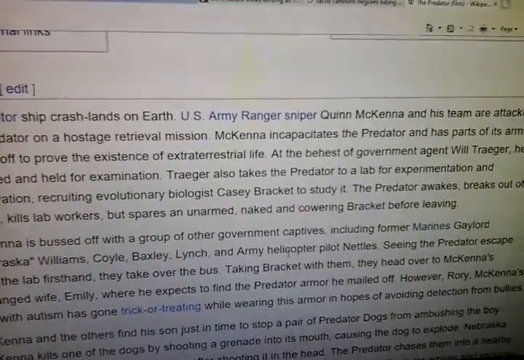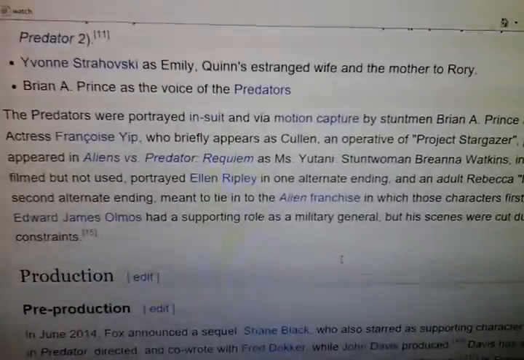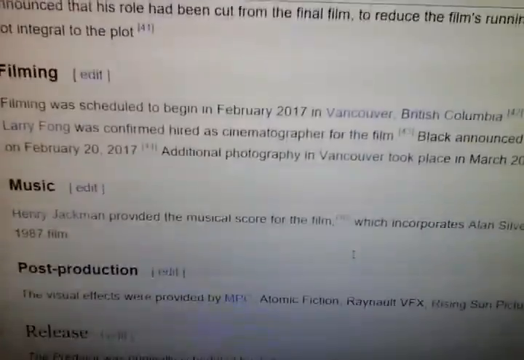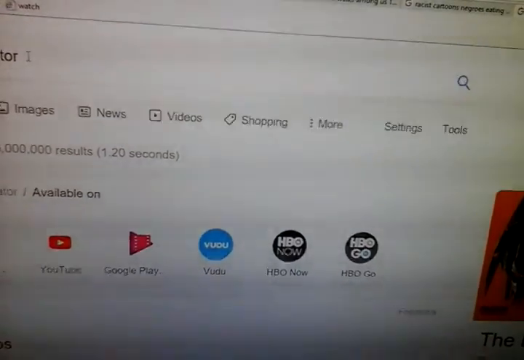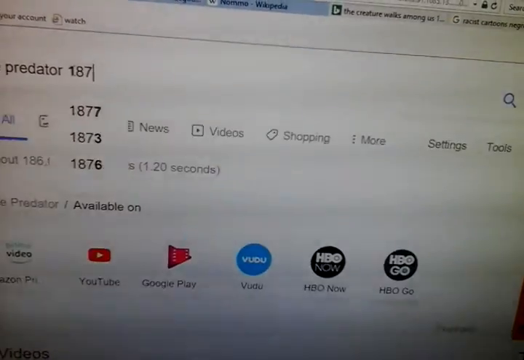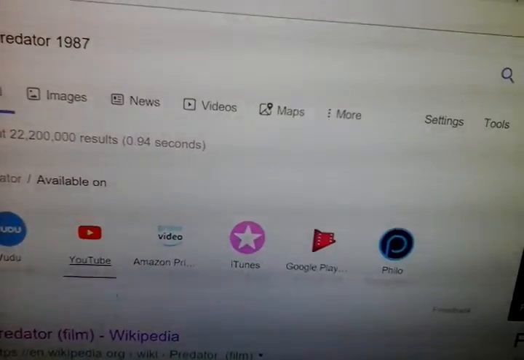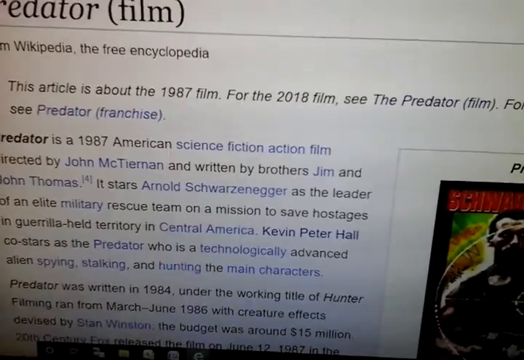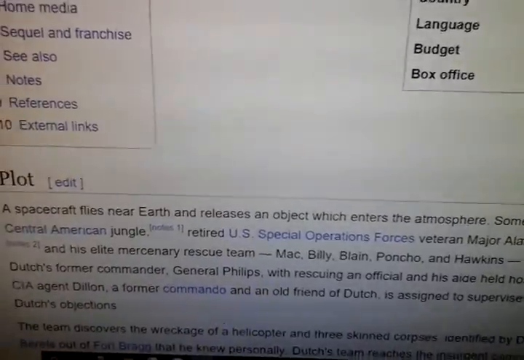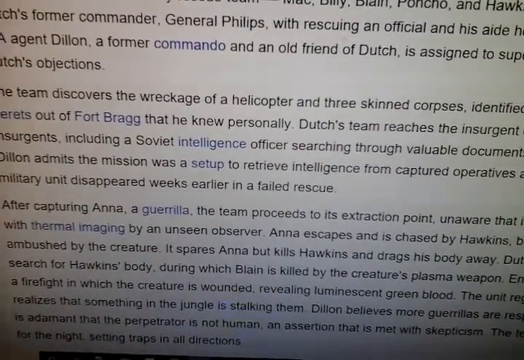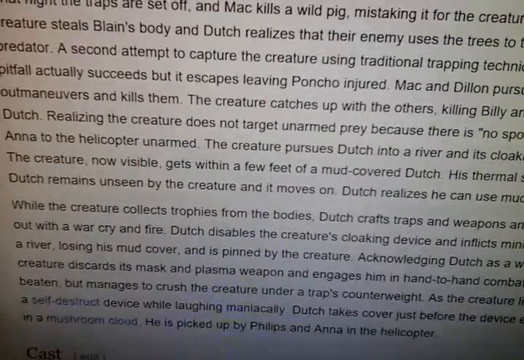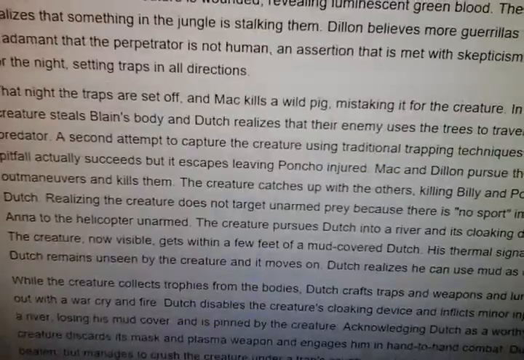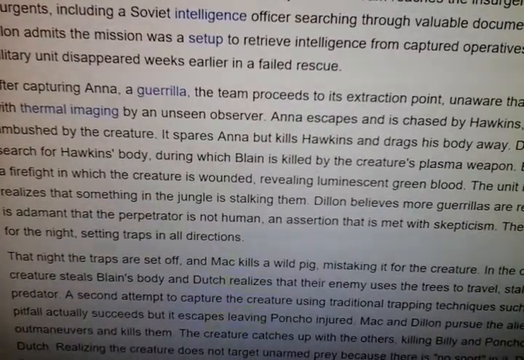Okay? Let's go here to... I'm not making this stuff up, people. I'm not making it up. 1987 Predator. It's 1987 Predator right here. Let's go back to the old one. Kevin Peter Hall, he played the Predator. And what were some of the Predator's powers? What could he do? But they got the Predator looking like a monster. But he's a human. But they gotta make him look ugly. This is racism.